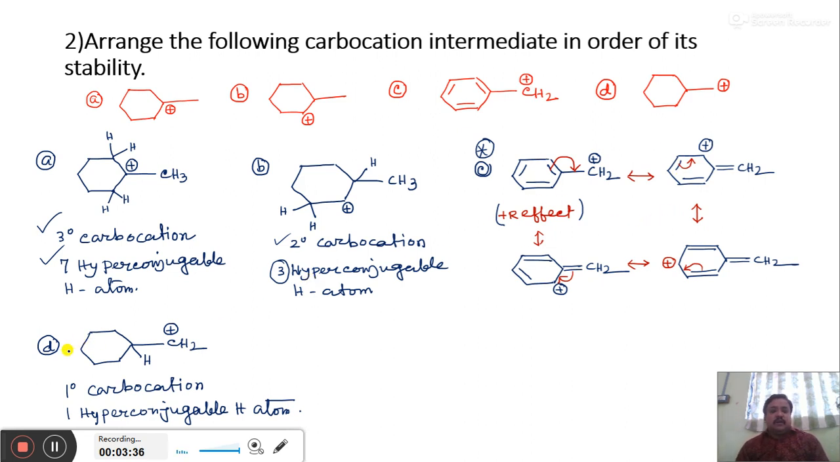In case of D carbocation, which is a 1 degree carbocation, it contains 1 hyperconjugable H atom. So between A, B, C, D, carbocation C is very stable. Then the stability of A is more because it contains 7 hydrogen atoms. Then stability of B, and the least stable carbocation is D. So the least stable carbocation is D, then stability increases to B, then A, then C. The most stable carbocation is the benzylic carbocation, which is C here.